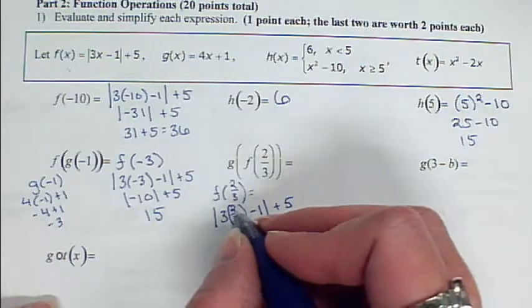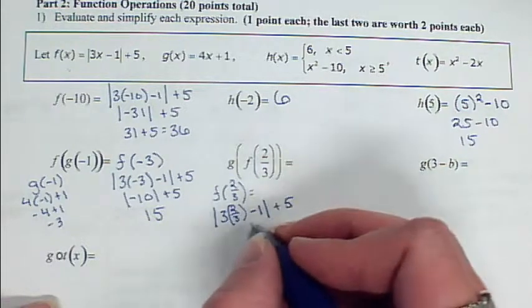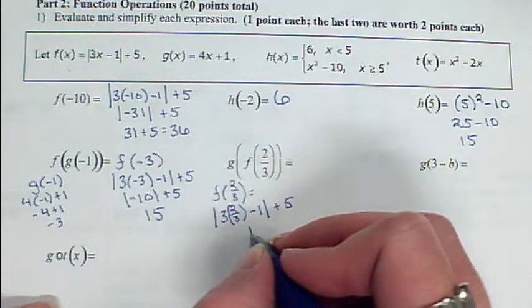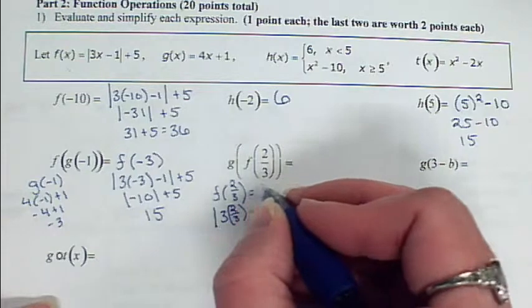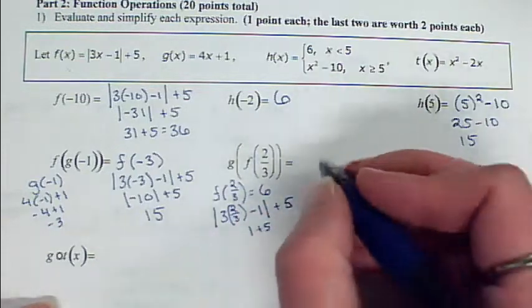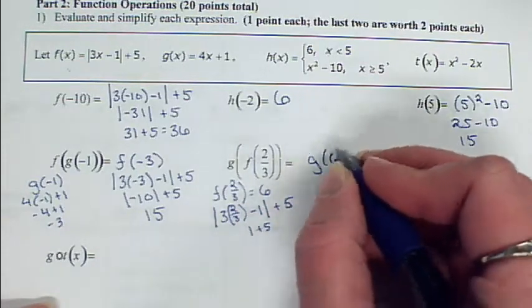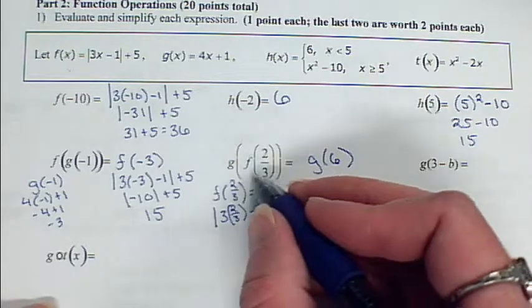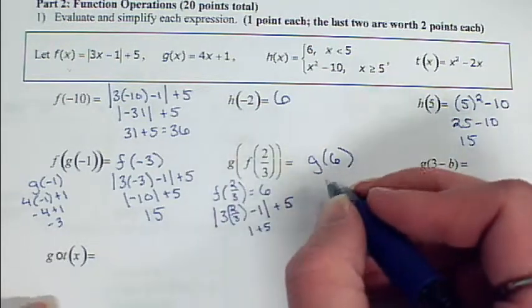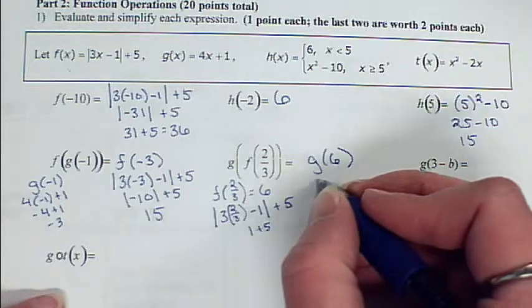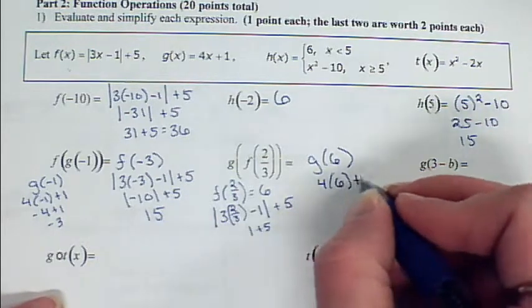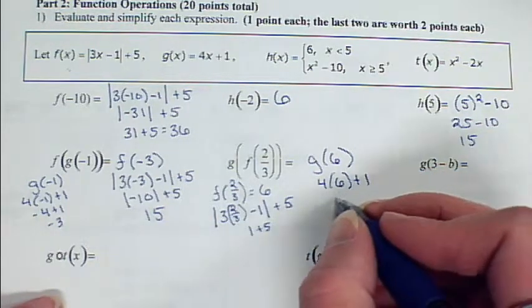3 times 2/3 is 2. 2 minus 1 is 1. Absolute value of 1 is just 1. 1 plus 5 gives me 6. So now it's g of 6, because we take that answer and it becomes the input for the next function. G of 6. G says 4 times my input plus 1. 24 plus 1 is 25.